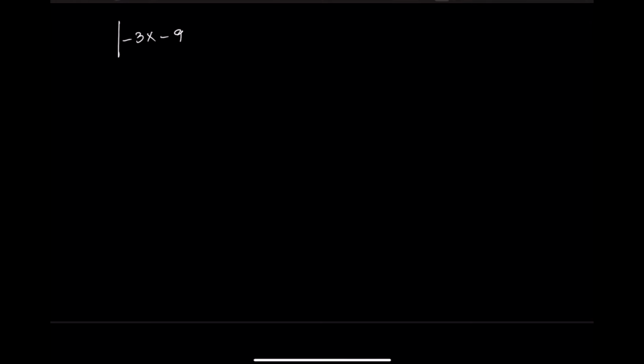Suppose we have the absolute value of -3x minus 9 is less than 12. Because this is a less than situation, we'll use and. Write two inequalities. First, -3x minus 9 is less than 12. Second, -3x minus 9 is greater than -12.